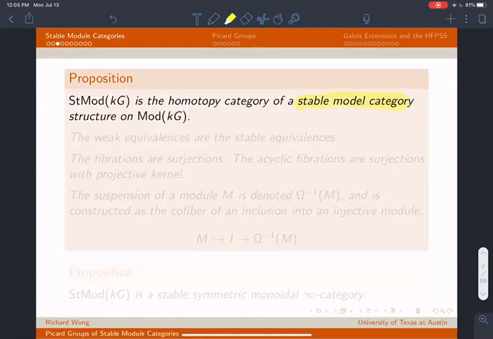A model category structure is a way to encode some kind of homotopy theory into the structure of a category. And stable means there's a notion of suspension, just like there is in spectra. That is, the suspension functor is an equivalence.